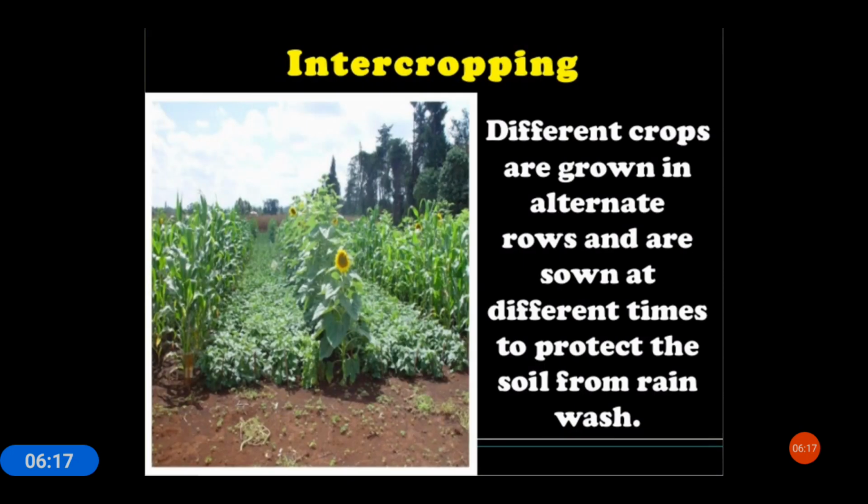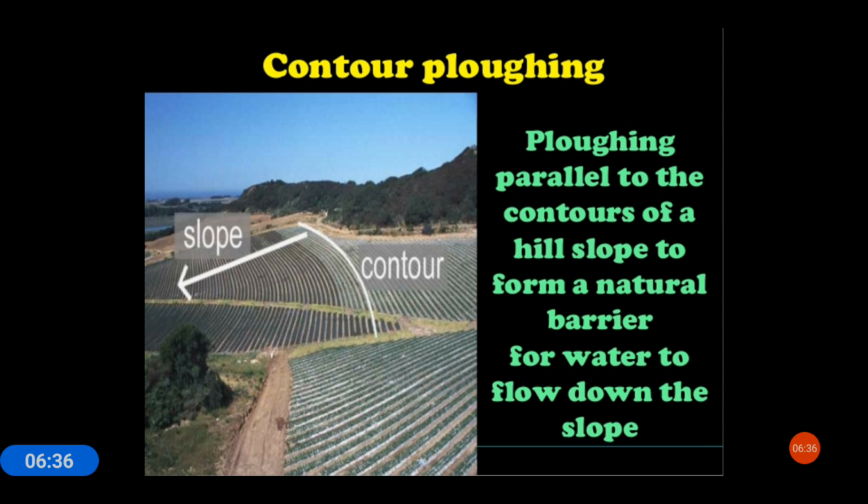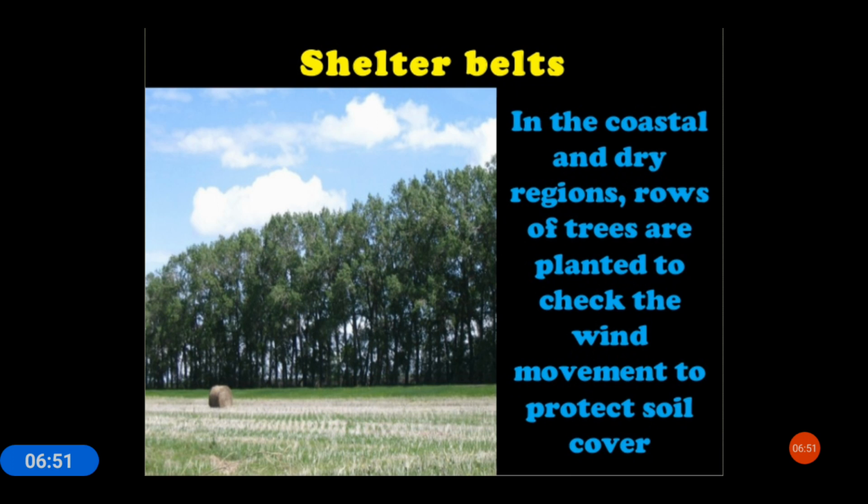Next, intercropping. In the picture, students, you can see two types of crops are grown at a time. So that is intercropping. Different crops are grown in alternate rows and are sown at different times to protect the soil from rain wash. Next, contour plowing. Plowing parallel to the contours of a hill slope to form a natural barrier for water to flow down the slope. You can see in the picture. Next, shelter belts. In the picture, students, you can see the trees are grown in a line. Usually we find this in the coastal areas and dry regions. These rows of trees are planted to check the wind movement to protect soil cover.